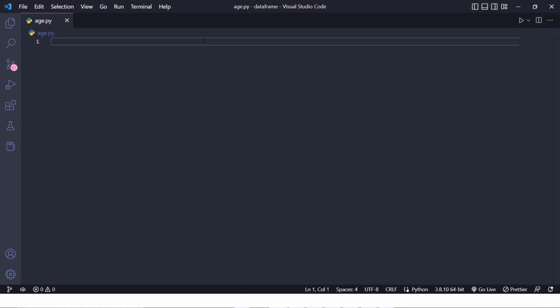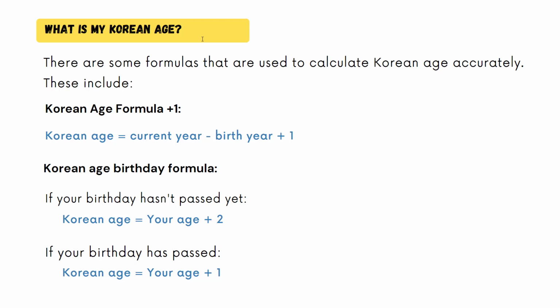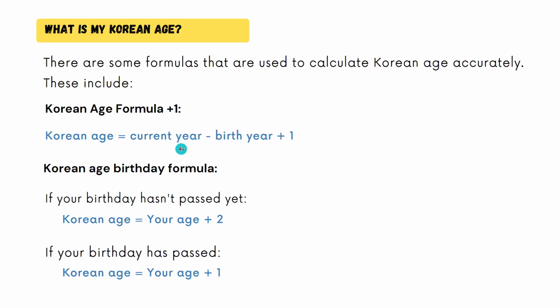Let's begin coding. Just create a file called age.py. You can give your own name; for me, I'm just going to give age.py. Now, in order to get the current year, we are going to import the datetime module. So just write import datetime. Now let's follow formula 1. Here we want the current year and the birth year.